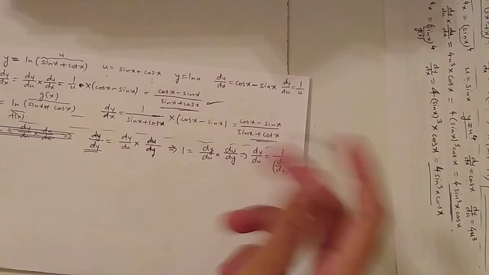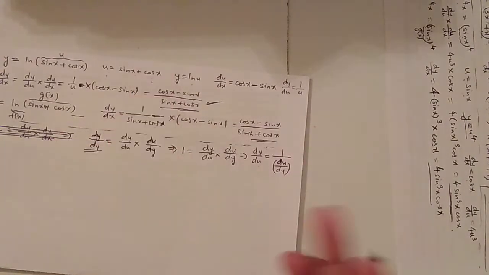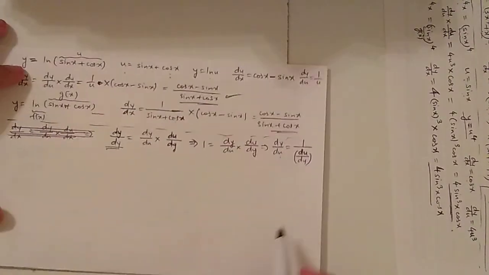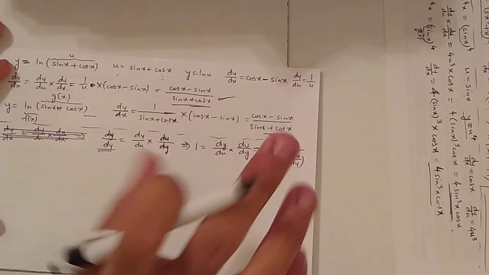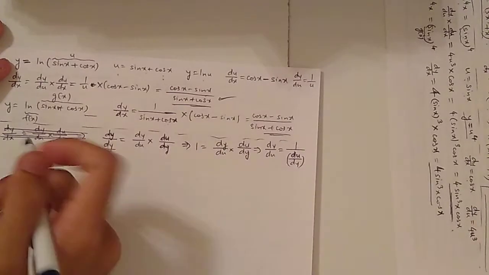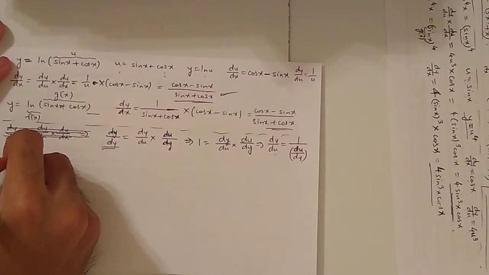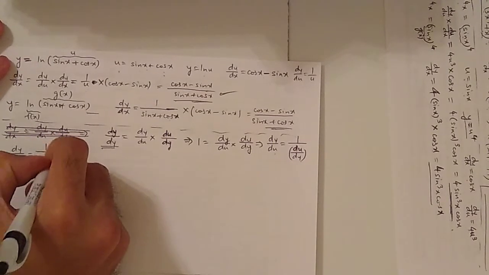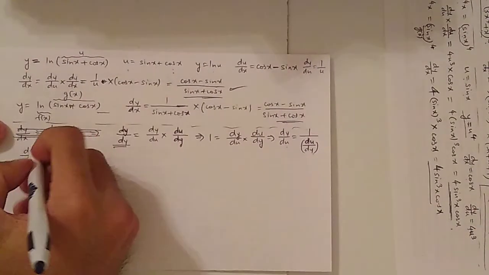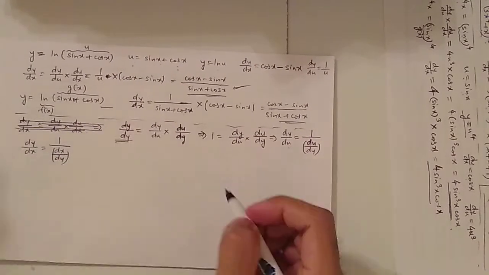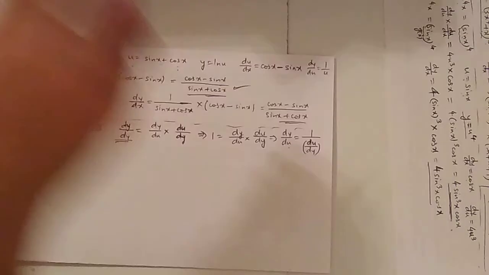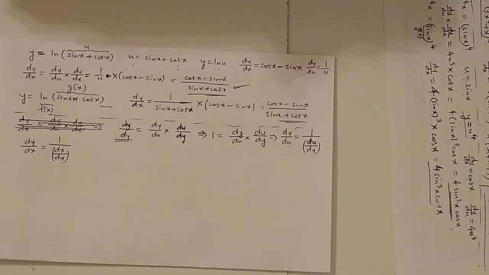Now if I replace u with a new variable, let's consider in this case we are replacing it with x, even though we had x previously, but let's consider that u is replaced with x. In that case, you get dy by dx is equal to 1 by dx by dy. So dy by dx is equal to 1 by dx by dy, and this is another version of the chain rule.